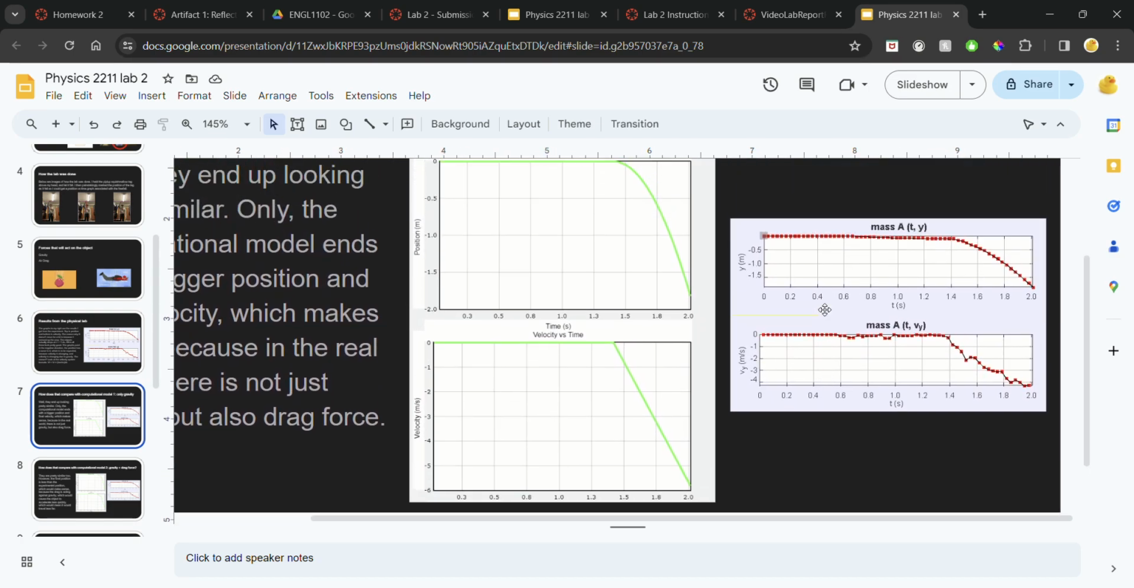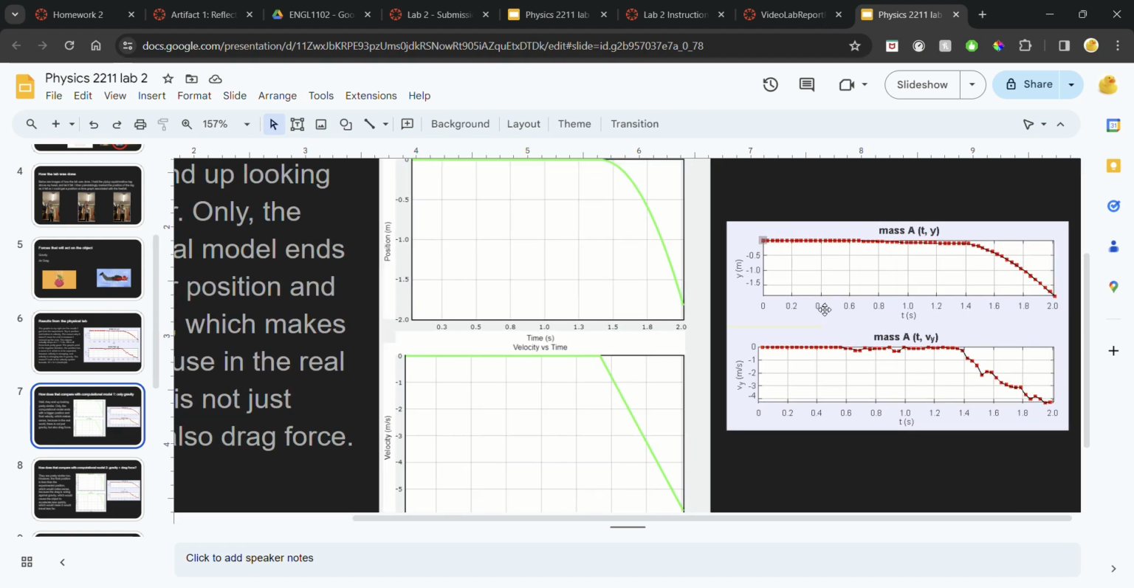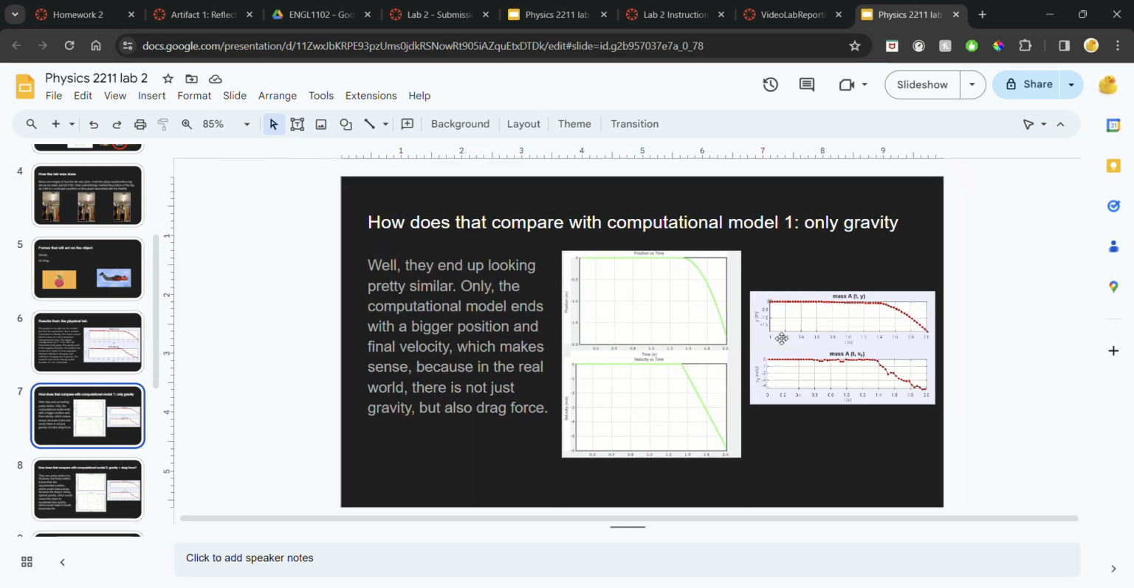So how does my experiment compare with a computational model of it? If we zoom in here real quick, we can see that my computational model actually goes a little bit further, and that makes sense because in real life there's drag, which will cause the object to not go as far because it is a force acting against gravity.